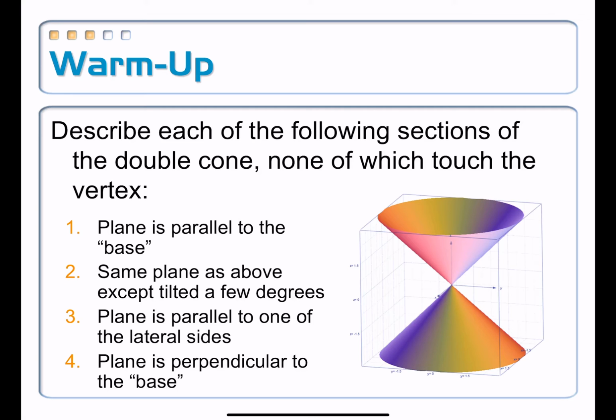What if we, on number 2, tilt that plane just a little bit? So instead of it going directly parallel, maybe just tilt it a little bit. What shape do you think that's going to be? Just try to visualize it. Right? And then how about if our plane is parallel to one of these lateral sides? So lateral side is like this thing. So what if I cut it like right here? What shape do you think that's going to be?